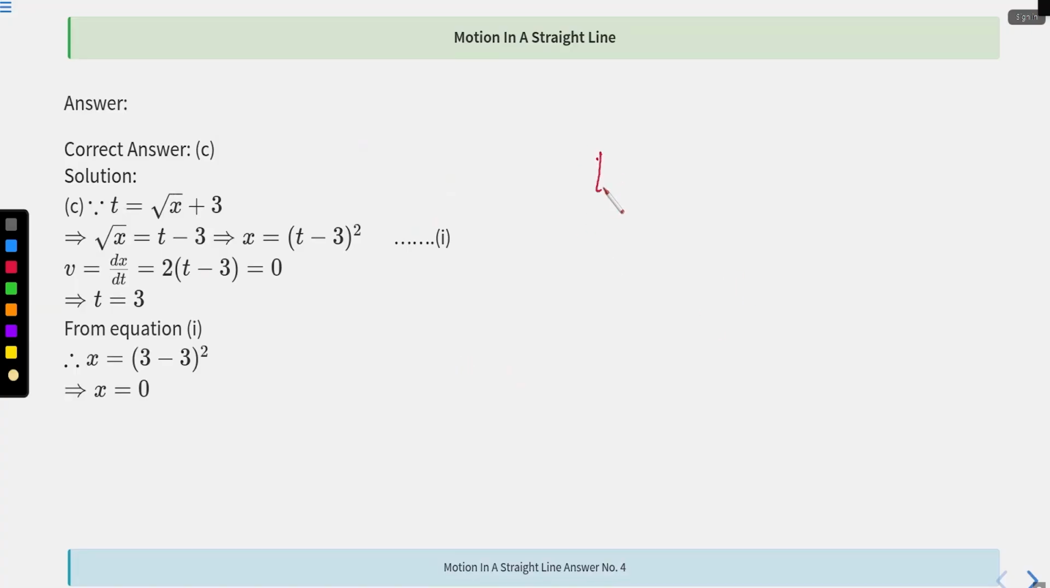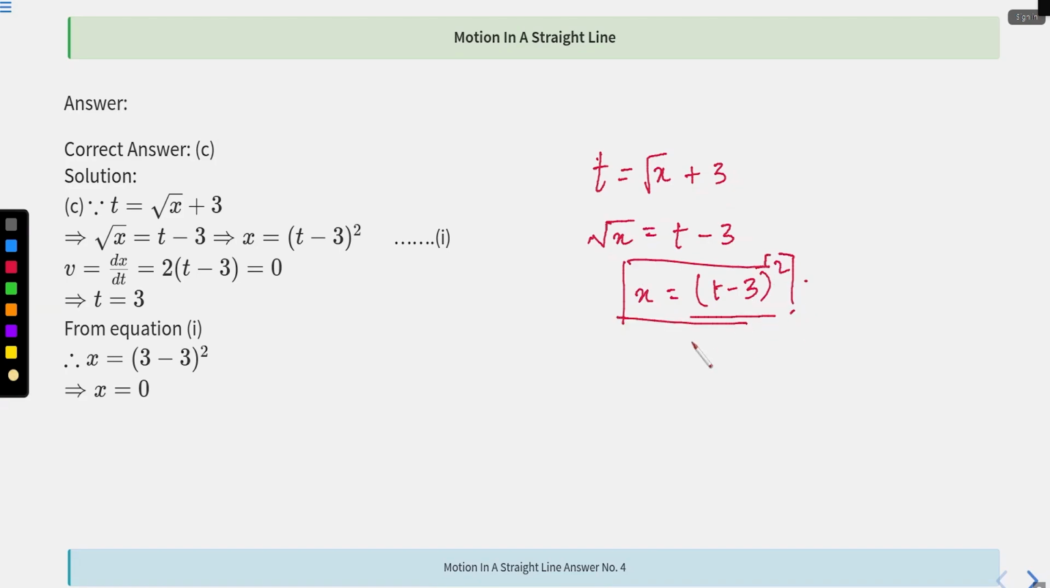So what they have said is that t is equal to root x plus 3, right? So what you do is you just put everything in terms of root x. So root x is equal to t minus 3. Okay, x is equal to t minus 3 whole square. I've got position in terms of time. Now, they have asked us what if the velocity is 0, right? So velocity is nothing but dx by dt, which is nothing but 2 into t minus 3.